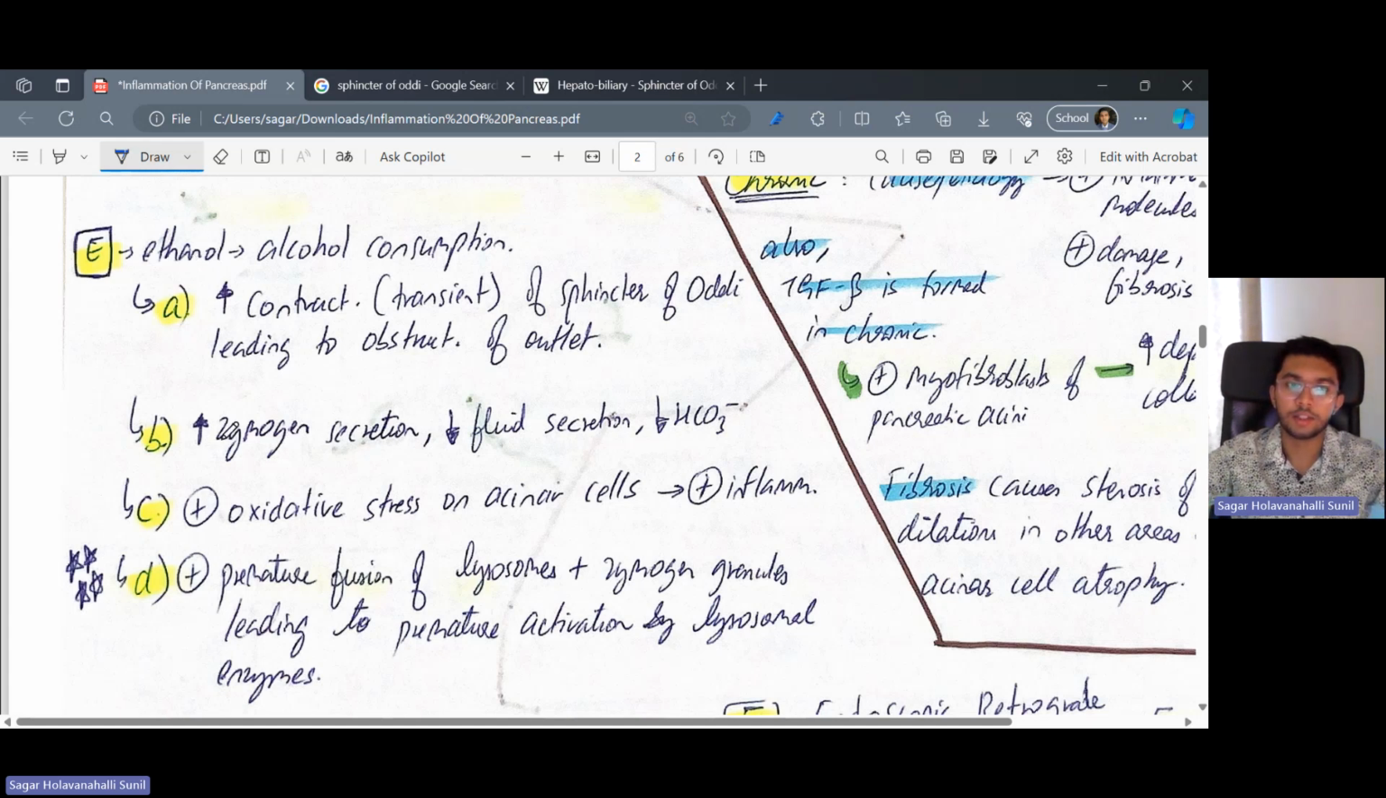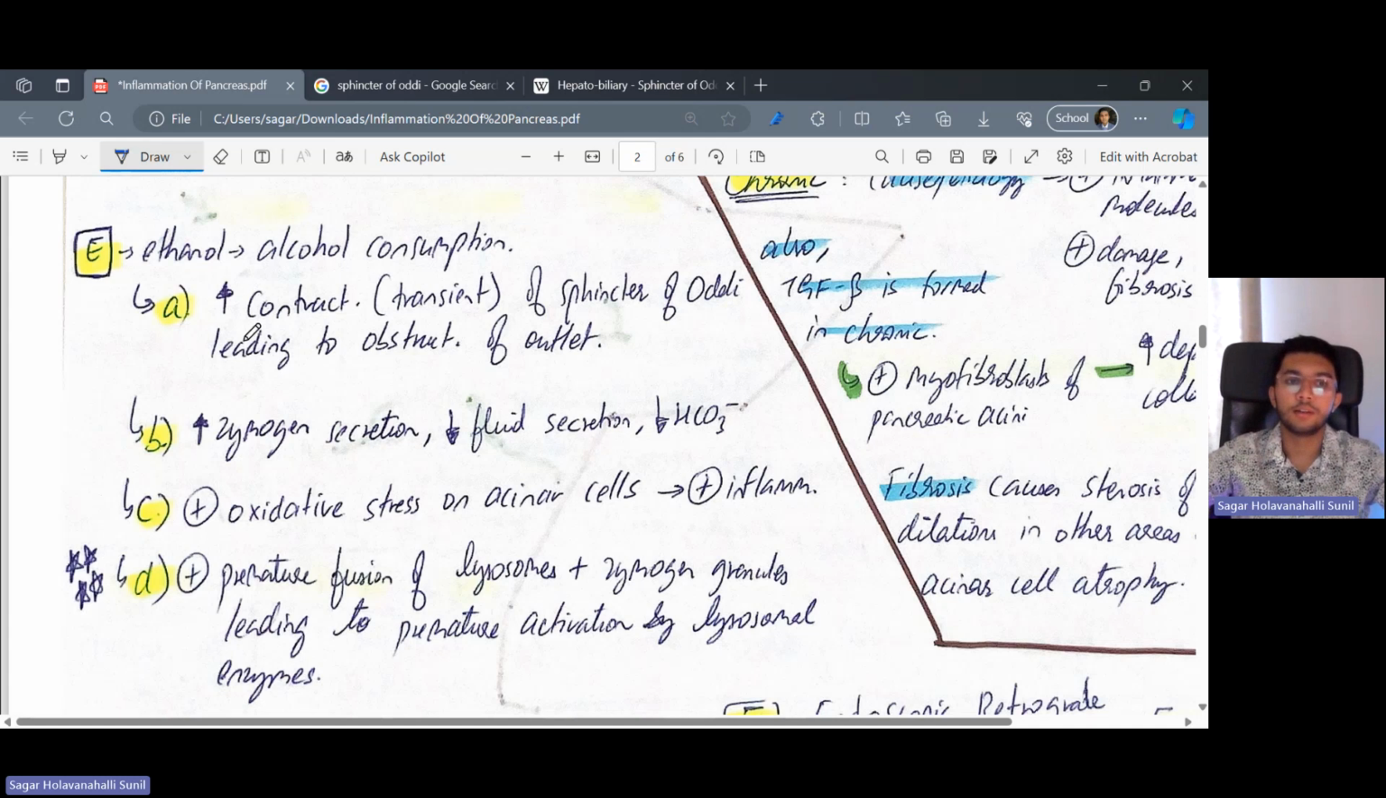Zymogen granules are present within the acini of the exocrine part of pancreas, which secretes the enzymes. And also at the same time, there'll be decreased fluid secretion. Therefore, it makes the entire enzyme fluid complex very viscous. At the same time, there's decreased bicarbonate within the ducts. So that's the second part.